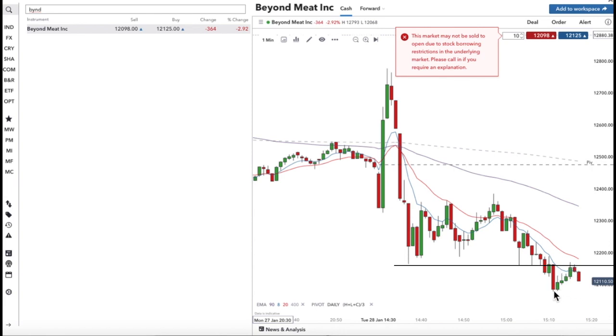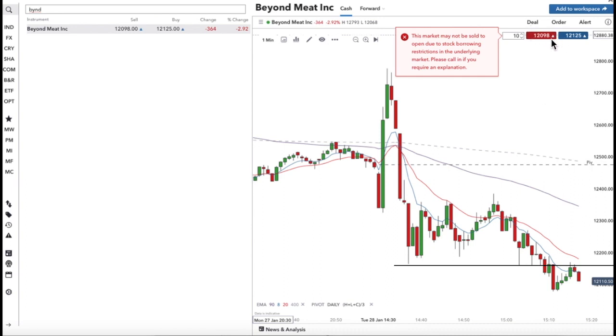Low of the day's here. We're just above the low of the day, and I have pressed the sell button at 12,098. Now, that's different from this price here, which is 12,125, because that's the buy price. The sell price is 12,098, the buy price 12,125. Okay, so the difference between the two is the spread.